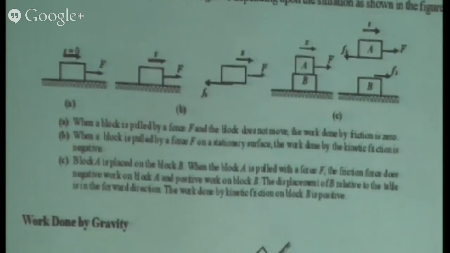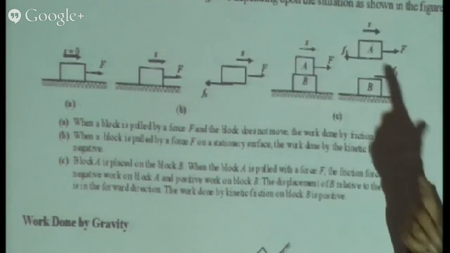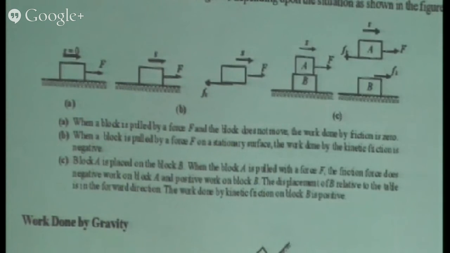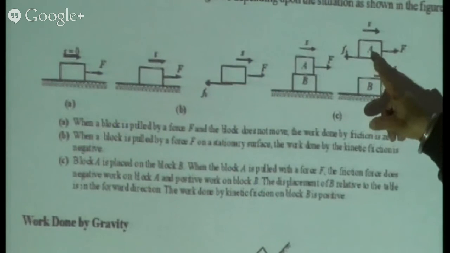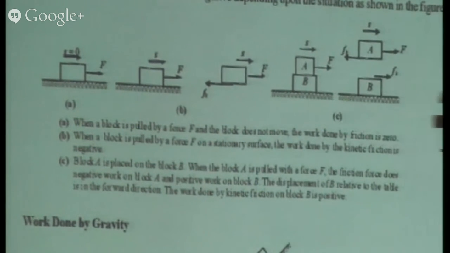But then remember, we had taken a case where you take two blocks. One block is lying on a surface and the other block is lying on top of it. Now in this case, when you apply a force on the upper body, the frictional force on block A is backward, right? So it tries to retard the motion of A. So the work done by friction, when you calculate the total work done on body A, will be negative. But the frictional force on B is oppositely directed. Why? Because of Newton's third law, right? So the frictional force here is in this direction, and on the surface of B, it is in the right direction.